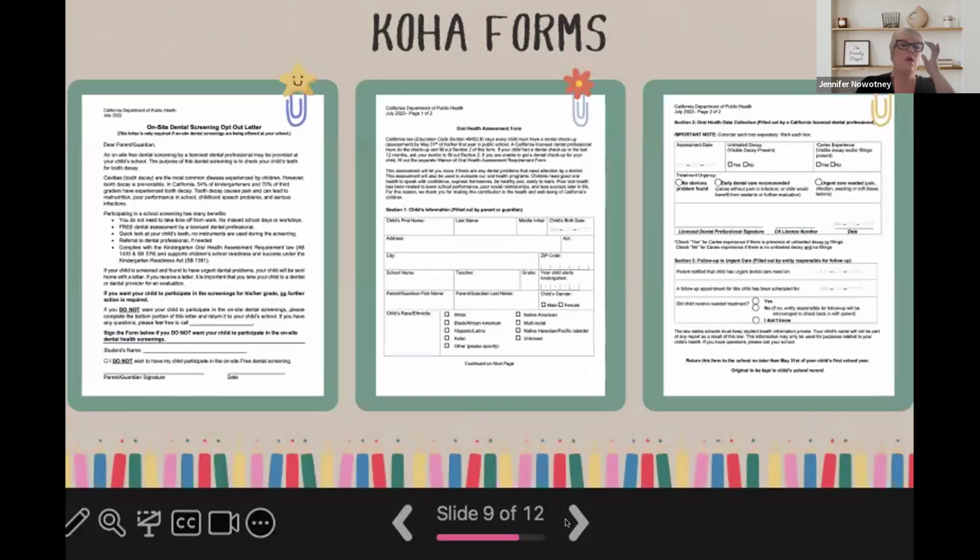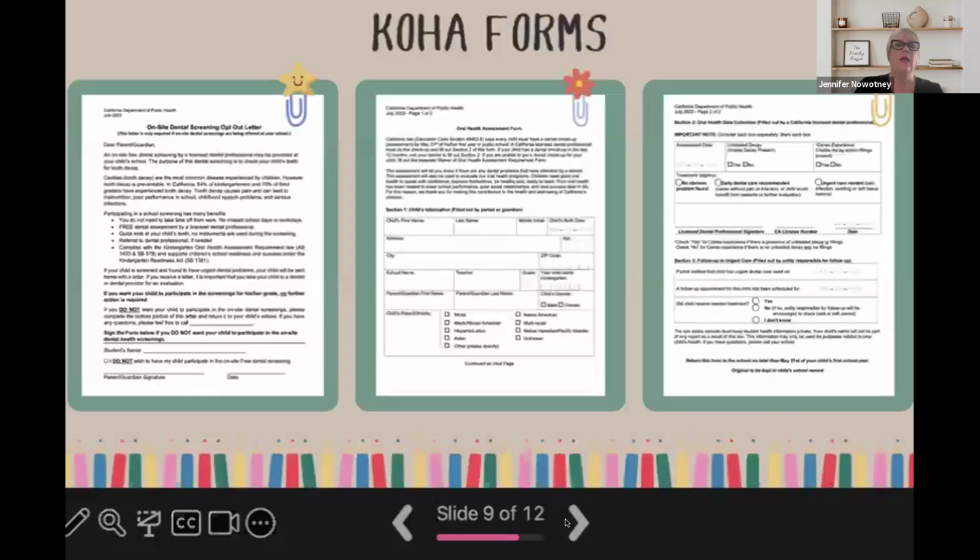These are the kindergarten assessment forms. I'm sure most of you should be familiar with those. The first one is the opt-out letter that usually is sent home. That's the passive consent form. The parents that return that form and state they do not want their child to participate, those are the children that would not be screened. Everybody else, if a form is not returned, then we would go ahead and complete the dental screening.